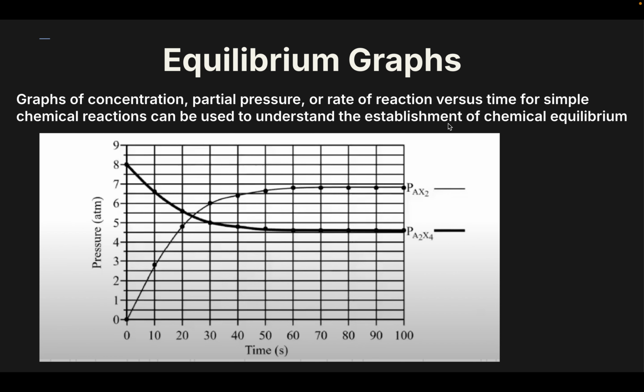Equilibrium graphs. Graphs of concentration, partial pressure, or rate of reaction versus time for simple chemical reactions can be used to understand the establishment of chemical equilibrium. Here we have a graph that shows pressure and time, and as you can see from 60 seconds onward, the partial pressure of the reactants and the partial pressure of the products are constant over time. Therefore, from 60 seconds onwards, the graph is at chemical equilibrium.